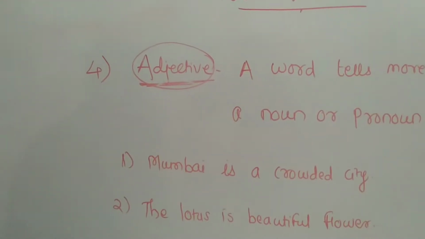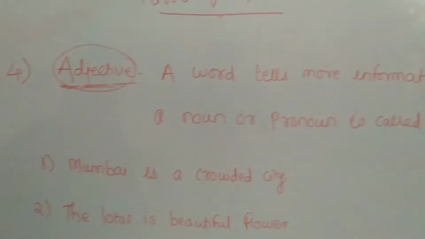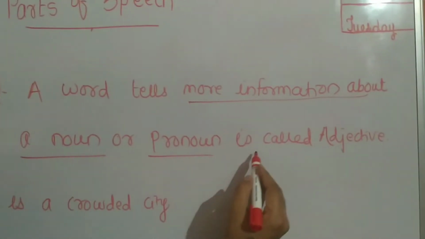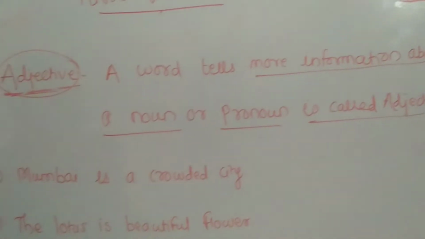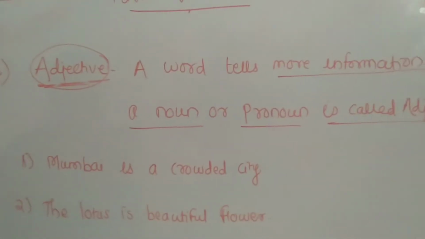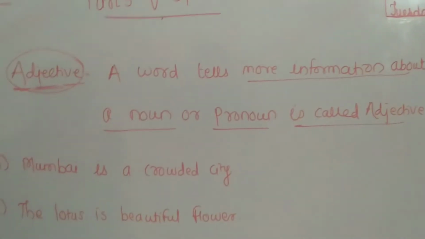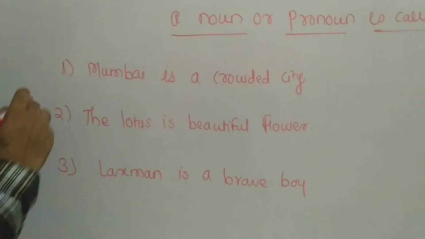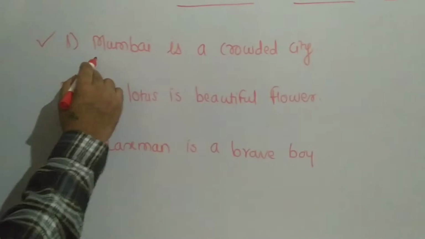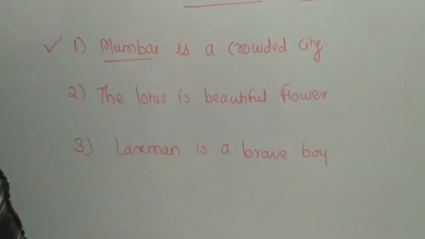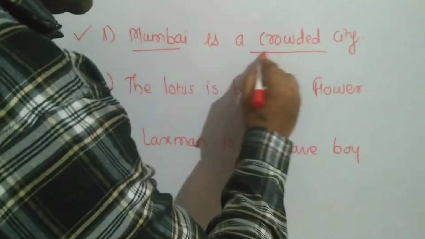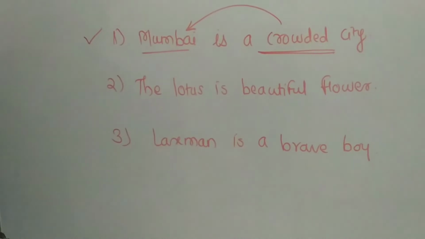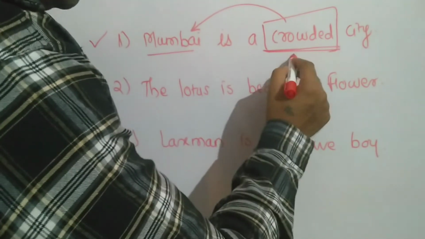Now see the definition of adjective: a word which tells more information about a noun or a pronoun is called an adjective. So let's see the examples of adjective. The first example is: Mumbai is a crowded city. Now the word crowded gives more information about the noun Mumbai. That's why crowded is an adjective.